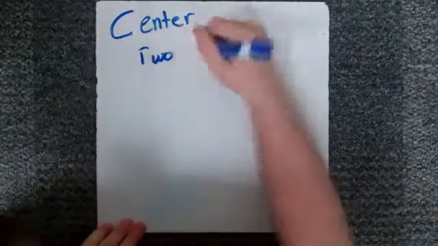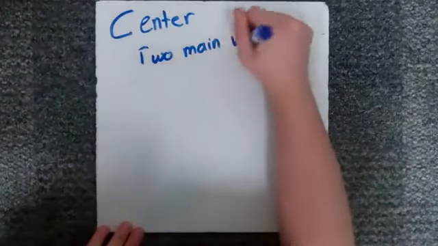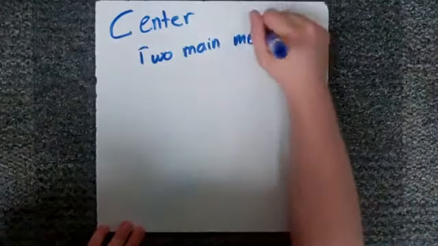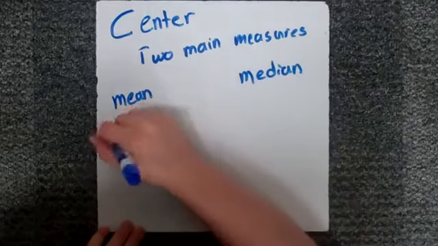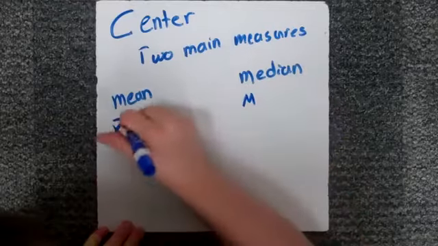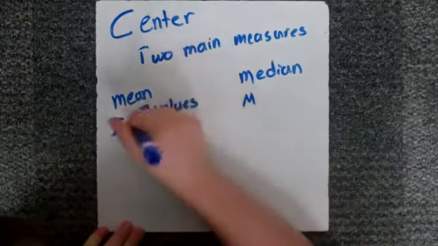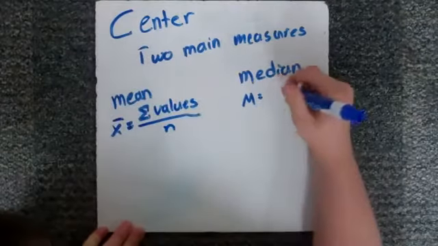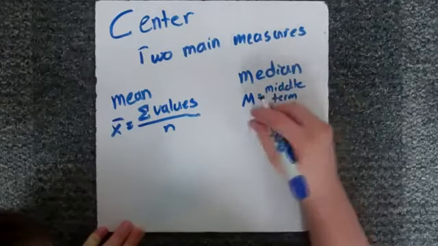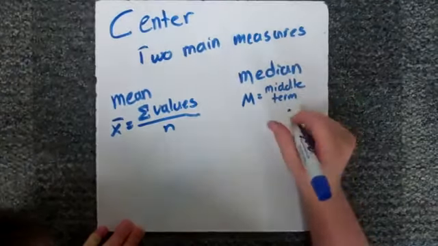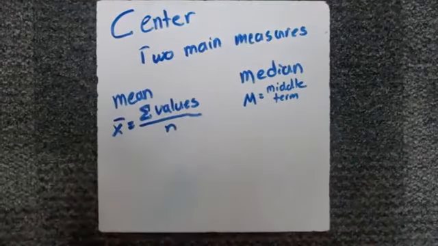There are two main ways to describe or measure the center, mean and median. Mean is denoted by x bar, median usually by a capital M. For mean, the formula is the sum of the values over the number of terms. For median, you're going to find the middle term. Usually you count forward or backwards, or there's a formula you will learn later on to describe median.